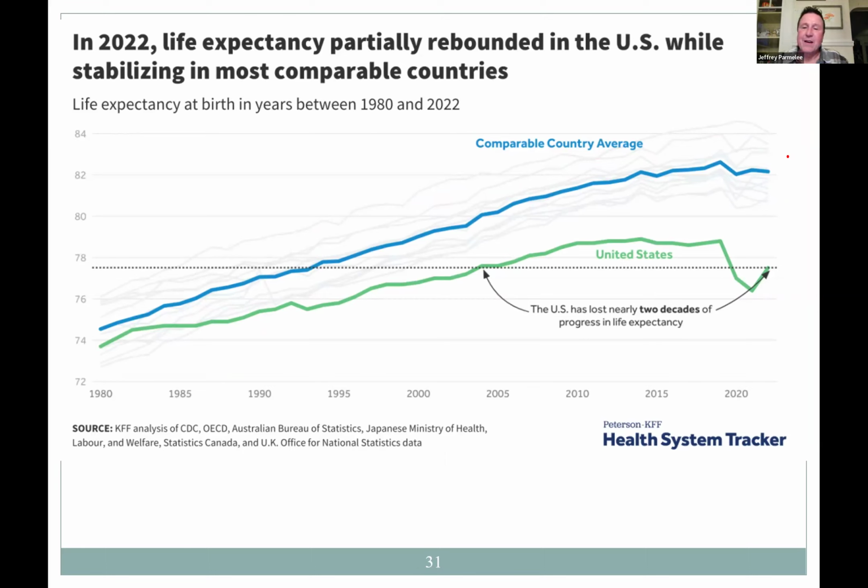We don't have universal healthcare. We have healthcare for some. And what we have here is this increase, we've lost it all. It's already come down. And part of this is COVID related. That caused this big dip right here in life expectancy coming down. But you can see, we were going up and then we've come all the way back down again.